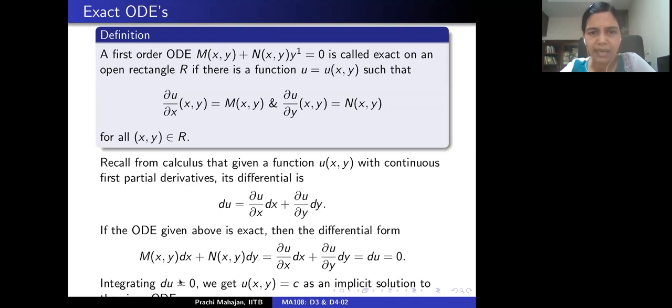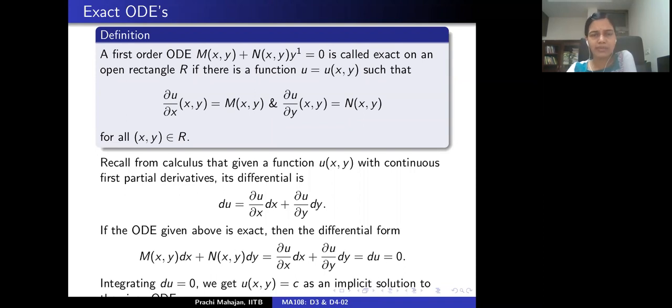So I'm going to look at this differential form, which is dictated to me by the given ODE. I'm going to look at M dx + N dy. I'm going to plug in M as the partial of u with respect to x, and N as the partial of u with respect to y, provided such a u exists, provided this ODE is exact. Then the right hand side is just the differential of u, which is 0, which means that if I integrate this, u equals a constant is an implicit solution of this exact ODE.